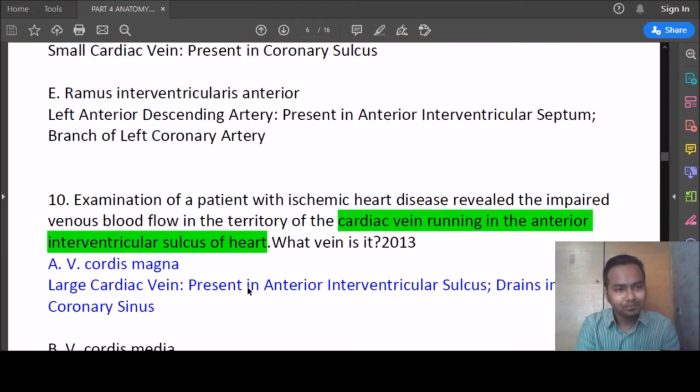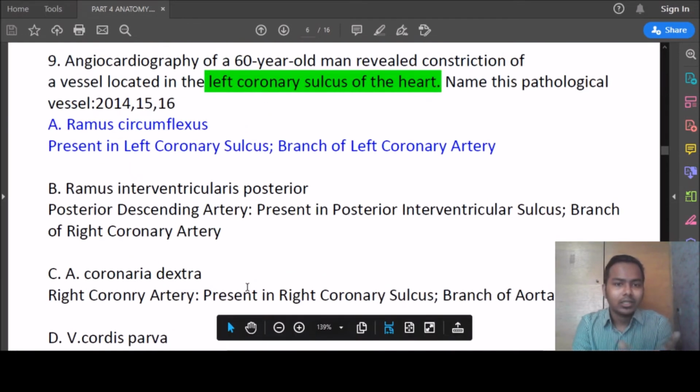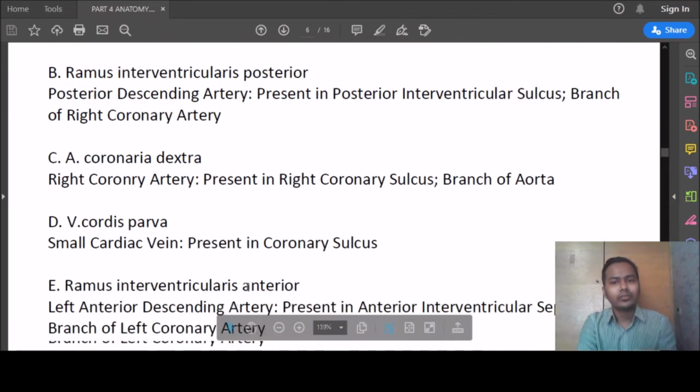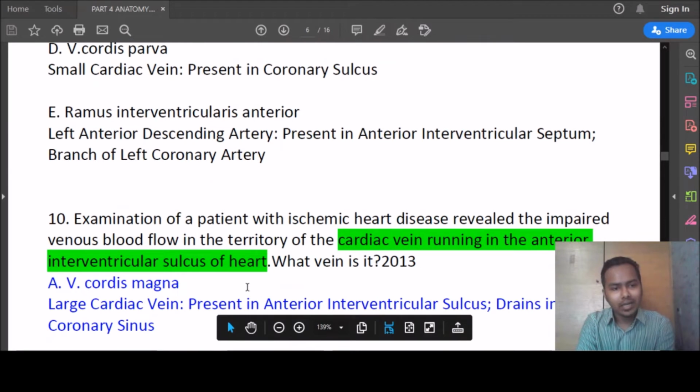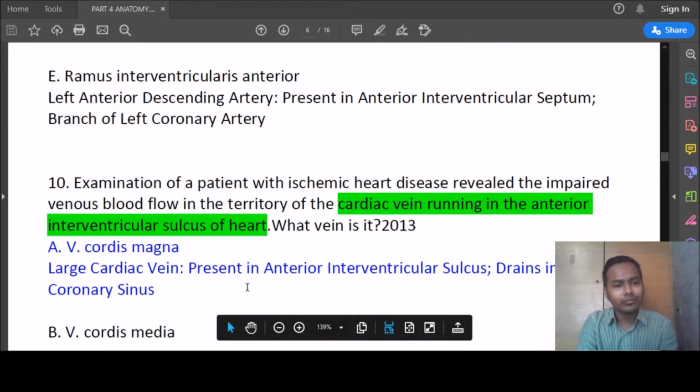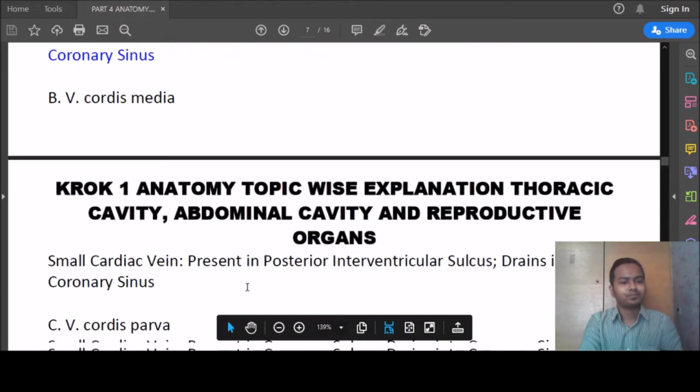In the above question, in the left coronary sulcus there is the ramus circumflex artery, which is a branch of the left coronary artery. In the anterior interventricular sulcus, there is a vein called the vena cordis magna, the great cardiac vein.